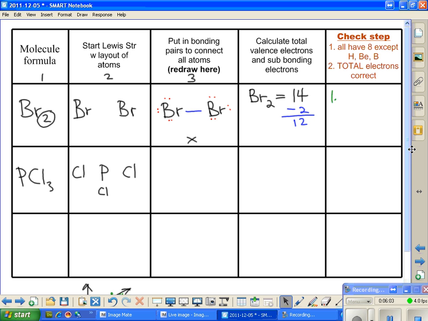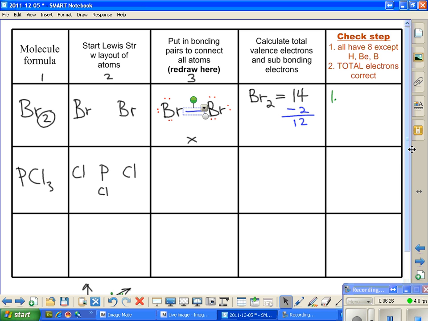Now, I'm going to go ahead and tap them out. I'm starting with the bromine on the left in column 3. 1, 2, 3, 4, 5, 6. I tap the top, the left, and the bottom. Now I'm going to tap the bonding electrons, and that gives us 2 more, and the total for the first bromine was 6.